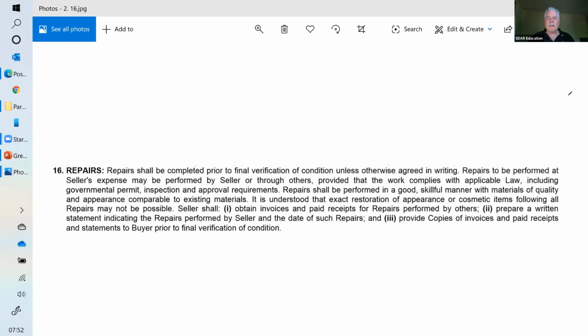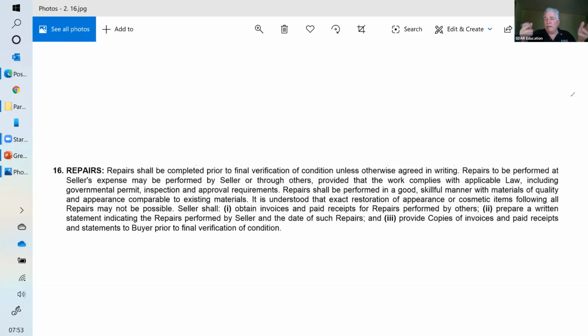Okay, so we want to make sure that, again, they are done with materials of quality and appearance similar to existing materials, okay? It is understood. So now we're telling the buyer that you understand, okay? The buyer understands that exact restoration of the appearance or cosmetic items following all repairs may not be possible. I mean, we can't make anything perfect. And as most of you know, if we have work done by a wood destroying pest contractor, their contract normally says we'll give you the property back in paint ready condition, which means we'll give it back to you so that you can go ahead and paint it, but we stop at that point.